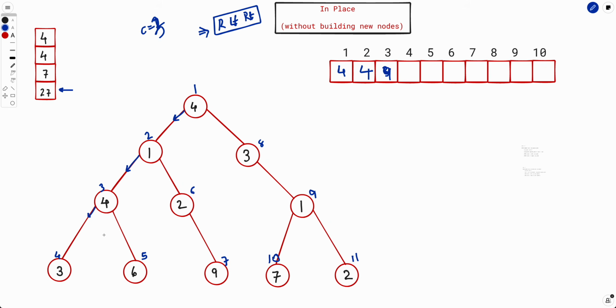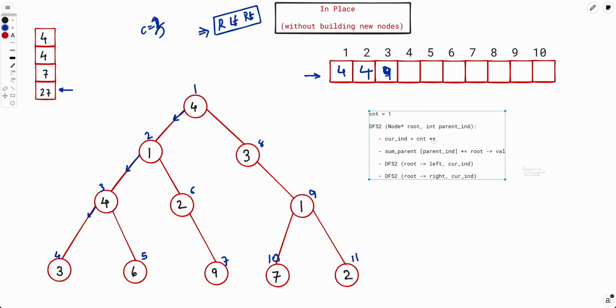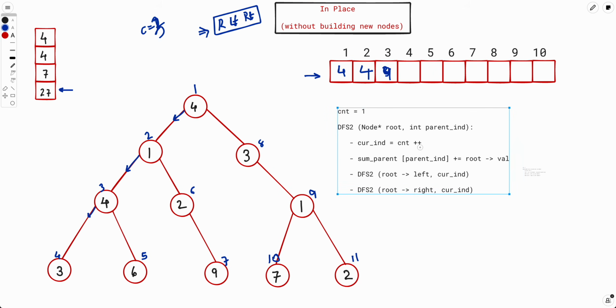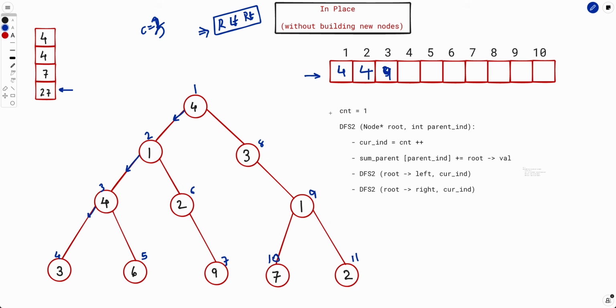So what we are doing, we have to first assign IDs to each of these nodes and build this array where each node contains the sum of all its children, right? For that, again, we can do a simple DFS. As discussed, we will start with a counter variable CNT as 1, and then start a DFS. Now, in this DFS, we will keep maintaining the parent index as well. So current index will be CNT++, right?